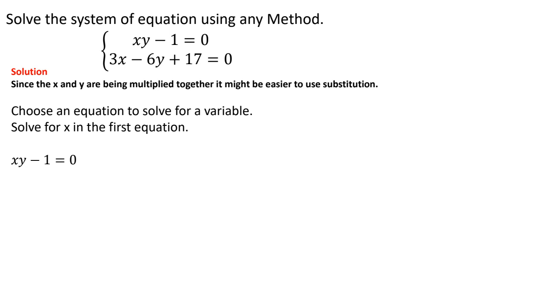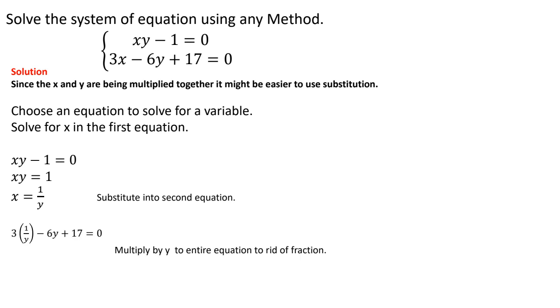Okay, so let's go ahead and solve for x. To solve for x, I'm going to add y on both sides, and then I'm going to divide by y on both sides. So x is equal to 1 over y. Okay, so again, let's use our substitution method to replace this variable in our second equation. Everywhere I see x, I'm going to plug in this 1 over y. So let's go ahead and get rid of this fraction by multiplying by y on the entire equation, just for it to be a little bit nicer.